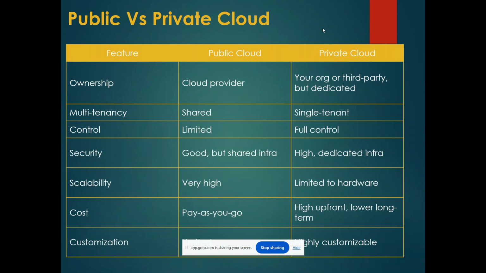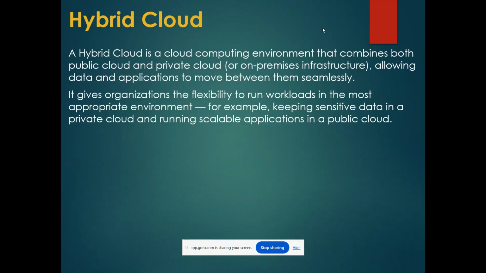Security is high, dedicated infrastructure. Scalability very high, limited to hardware. If we say limited to hardware, only 1000 GBs you can use, and if you want to go for more than 1000 GB, then it's limited to hardware. It will just hold whatever the hardware can, and the cost is pay as you go. And the private cloud, it is high upfront and lower long term. The customization, it is highly customizable, and when it comes to public, it is very low.